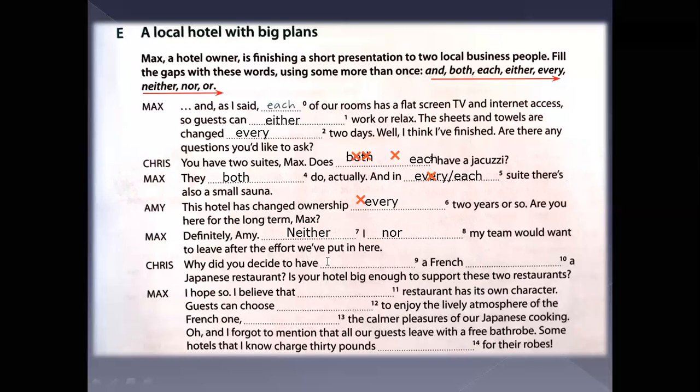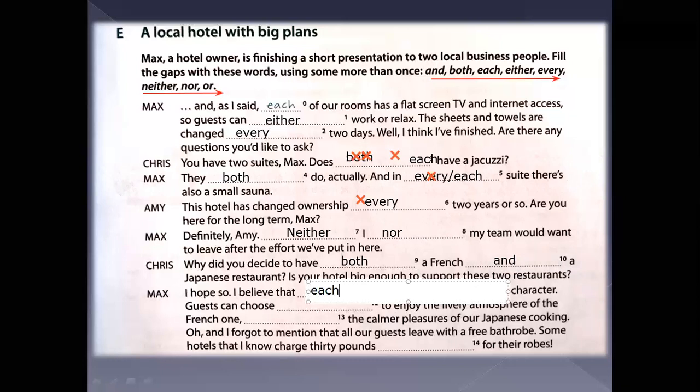both a French and a Japanese restaurant? Is your hotel big enough to support those two restaurants? I hope so. I believe that each restaurant has its own character.